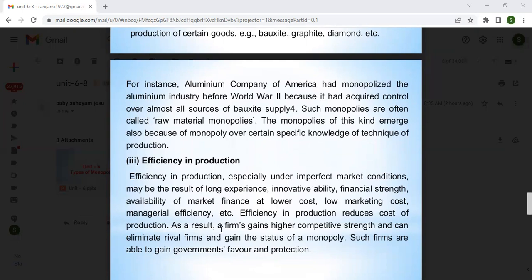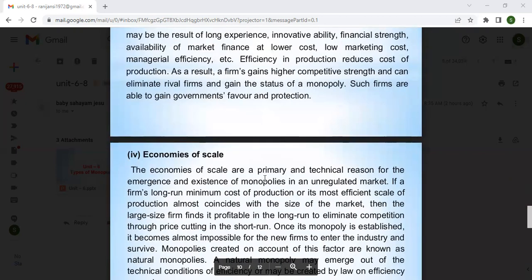Third one, efficiency in production. Efficiency in production, especially under imperfect market conditions, may be the result of long experience, innovative ability, financial strength, ability to raise finance at low cost, low marketing cost, managerial efficiency, etc. Efficiency in production reduces the cost of production. As a result, the firm gains higher competitive strength and can eliminate rival firms and gain the status of a monopoly. Such firms are able to gain government favor and protection.